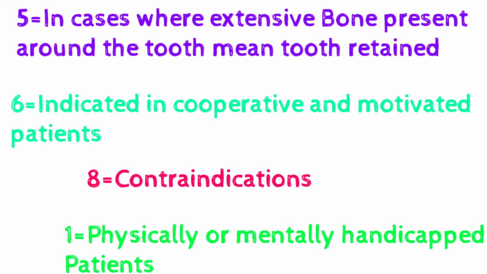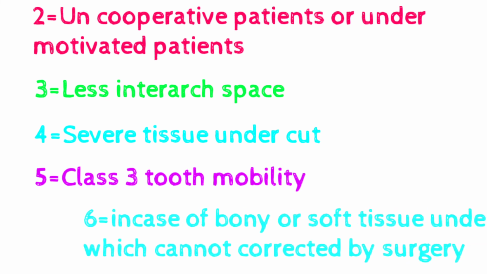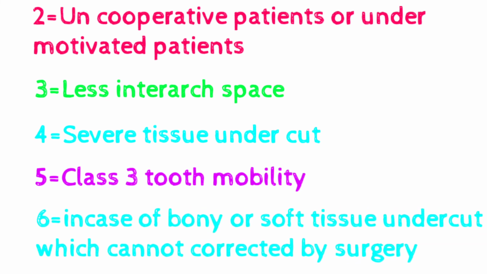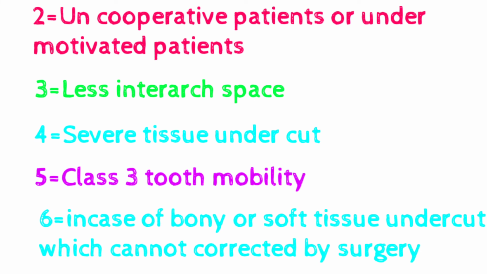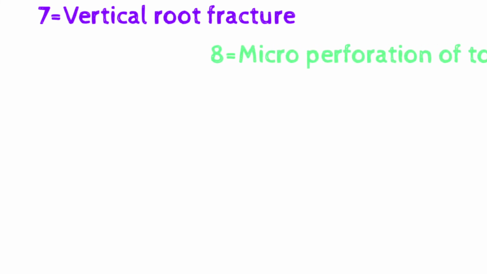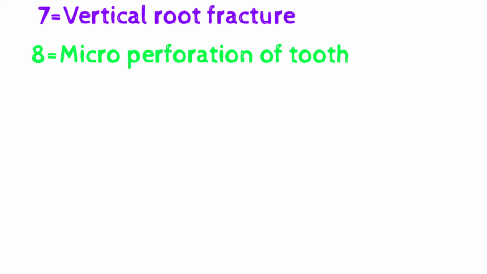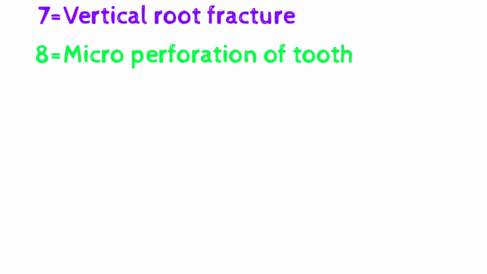And next, in case of bony or soft tissue undercut which cannot be corrected by surgery, again overdenture is contraindicated. Now come to the 7th contraindication, vertical root fracture. If vertical root fracture is present, we should extract the tooth. Number 8, micro perforation of the tooth. If there is a micro perforation of the tooth, again overdenture is contraindicated.